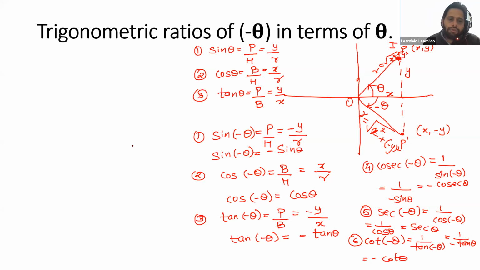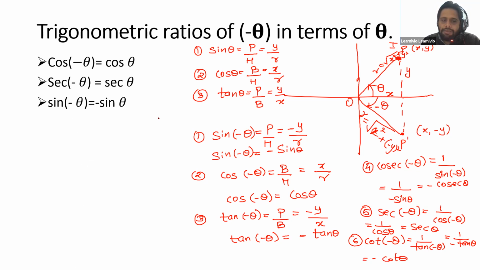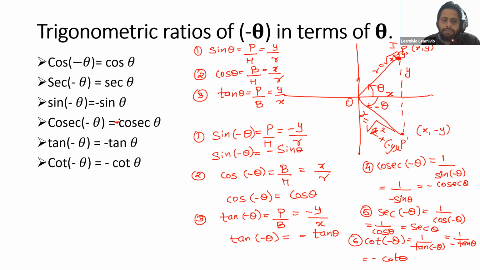So you can now note down these from here. Cos minus theta is cos theta. Sec minus theta is sec theta. Sine minus theta is minus sine theta. Cosec minus theta is, sorry, minus cosec theta. Then tan minus theta is minus tan theta. Cot minus theta is minus cot theta. So we have these 6 formulas, and the derivation we have already done over here.